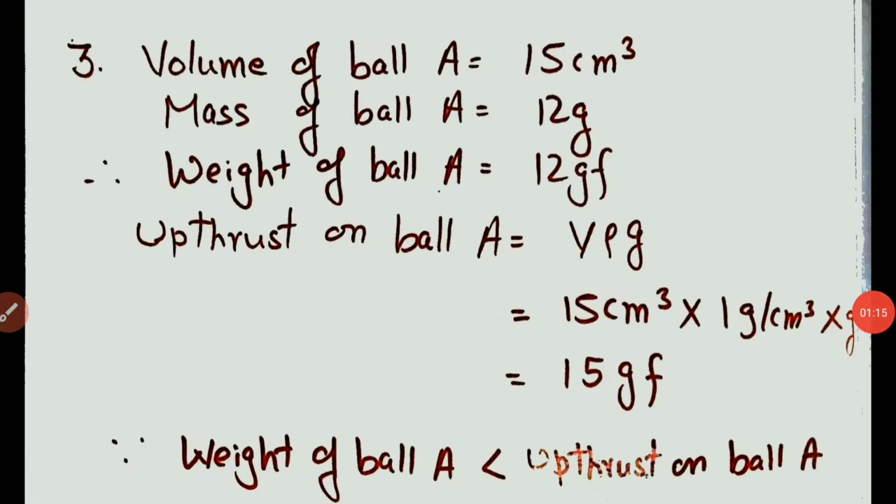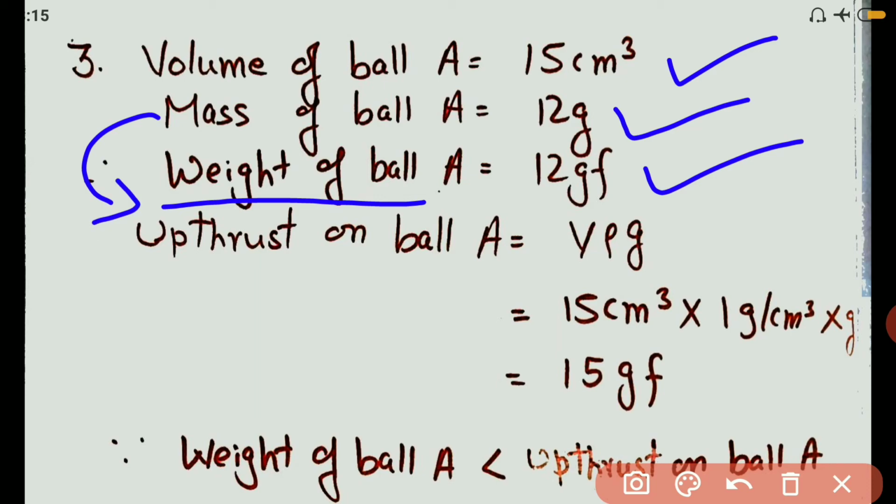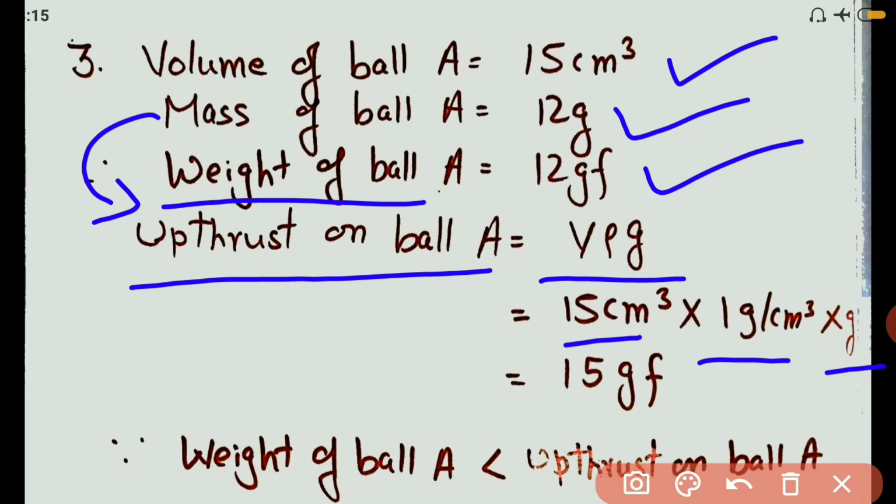Solution number 3. Volume of the ball A given to us is 15 centimeter cube. Mass of the ball is 12 gram. Therefore, the weight of the ball should be 12 gram force. I hope you know how to convert the mass into weight. Now, upthrust on the ball A should be V rho G, which is 15 centimeter cube multiplied by 1 gram per centimeter cube, the assumed density of water, multiplied by acceleration due to gravity. If I want the answer in gram force, acceleration due to gravity will not have any role. So after multiplication we shall get 15 gram force.